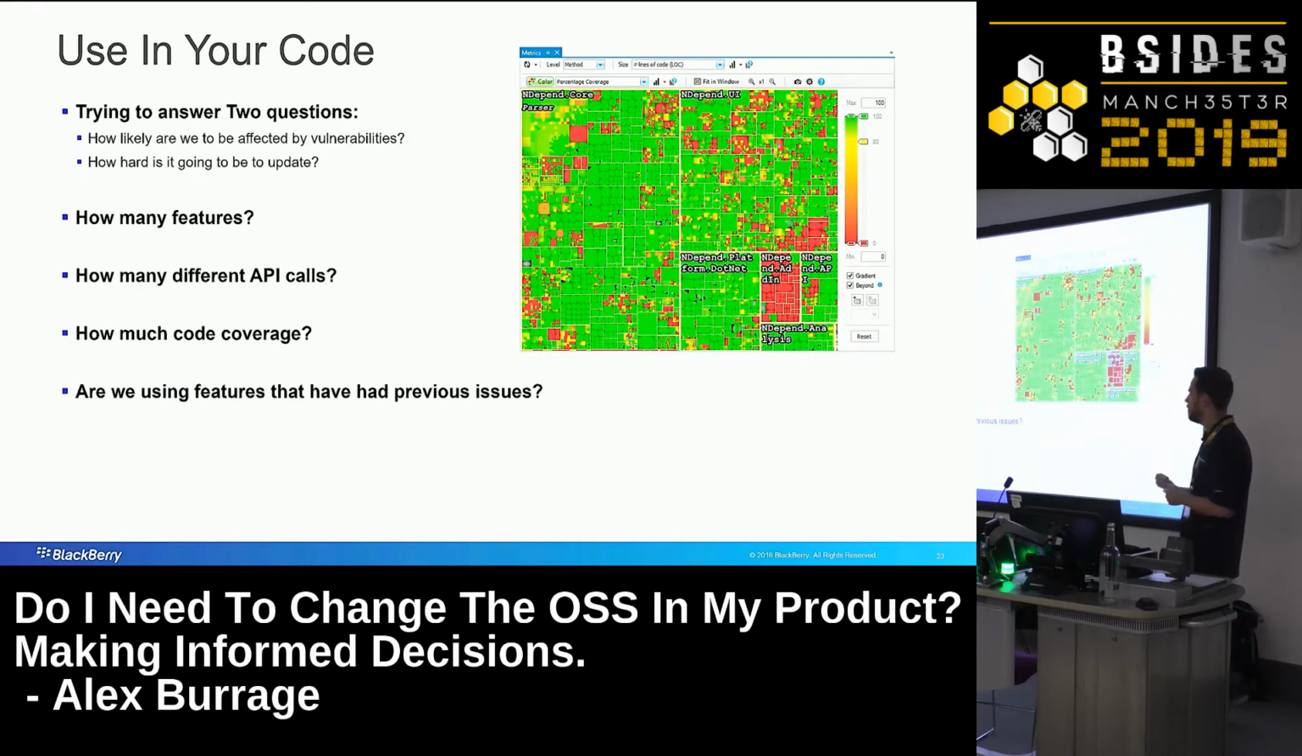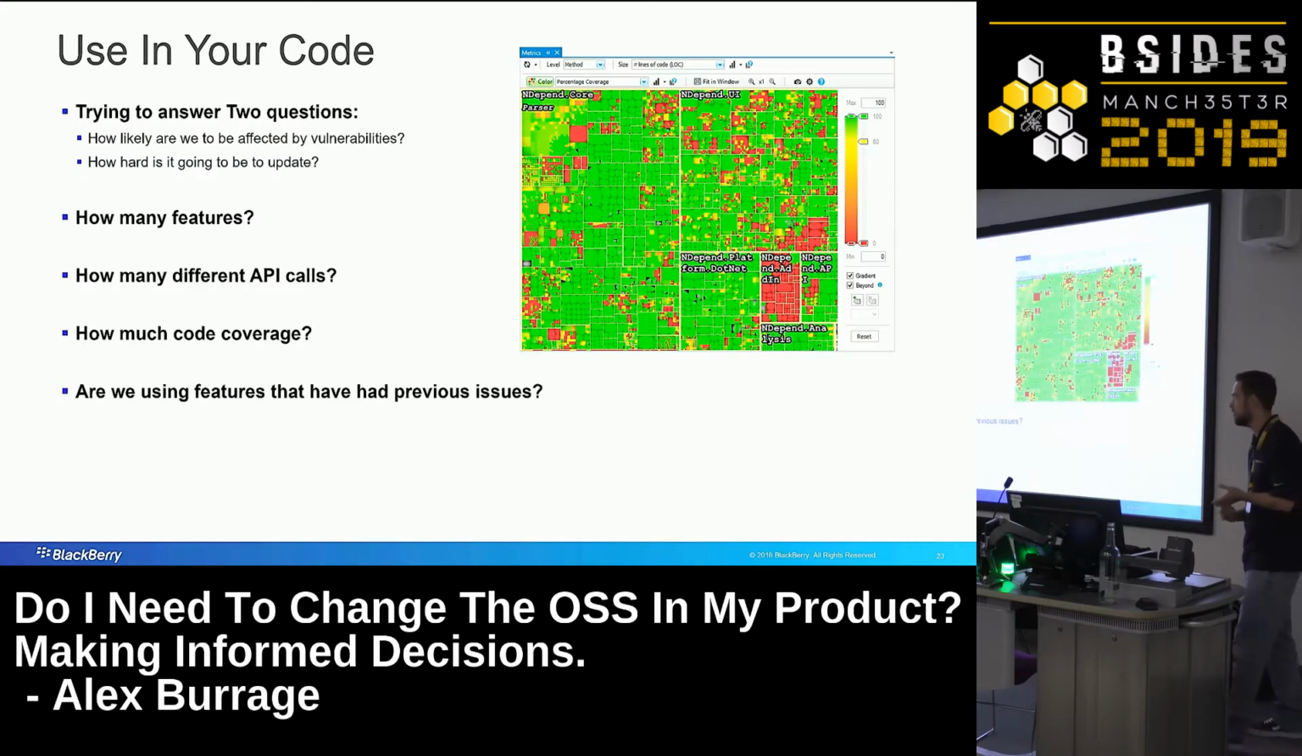So, use in my code. This is probably the hardest thing to quantify. What we're trying to do here is answer 2 different questions. How likely are we to be affected by vulnerabilities? And how hard is it going to be to update our code? I'll talk about the first one first. How likely are we to be affected by vulnerabilities?